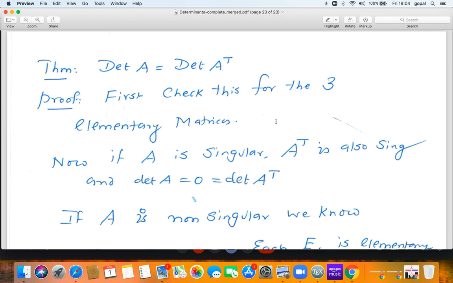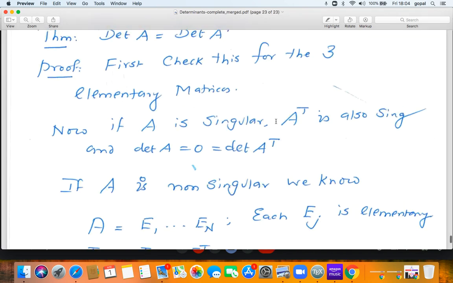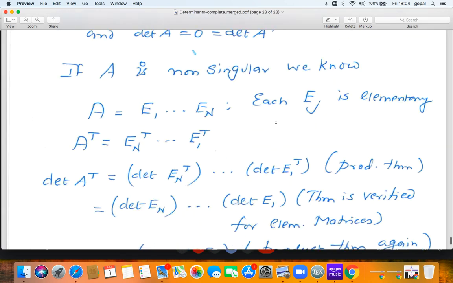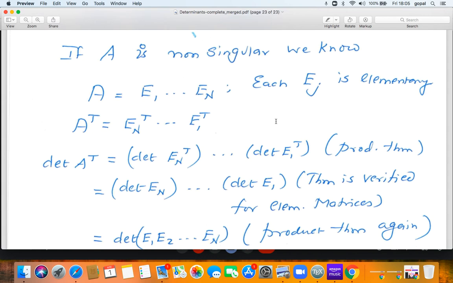Now we will prove it for general A. If A is singular, then A transpose is also singular. Because if A is singular, the rank of A is strictly less than n. Rank of A transpose is also strictly less than n. So the determinants on both sides are 0. So the interesting case is when A is non-singular. When A is non-singular, we know that a non-singular matrix can be written as a product of elementary matrices, E1, E2, ..., EN. Each Ej is an elementary matrix.